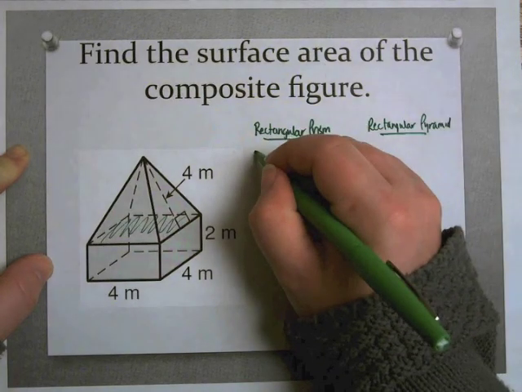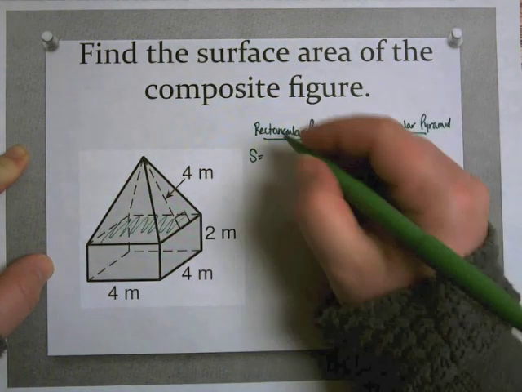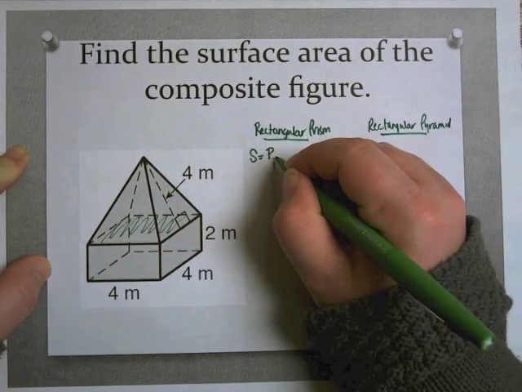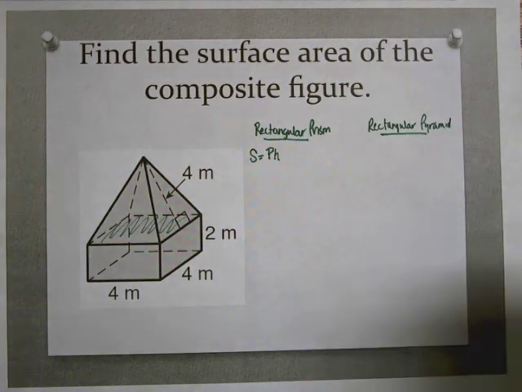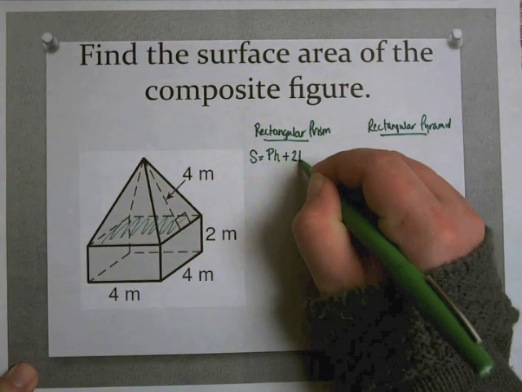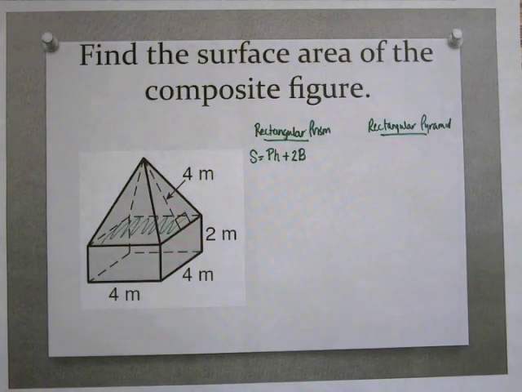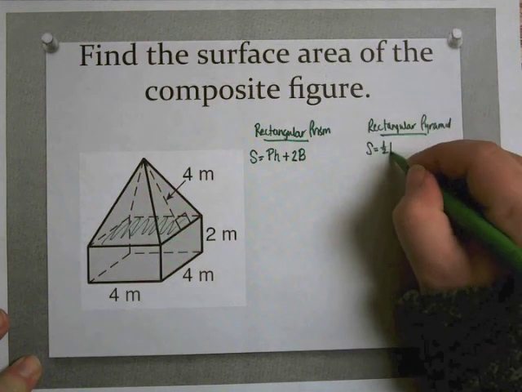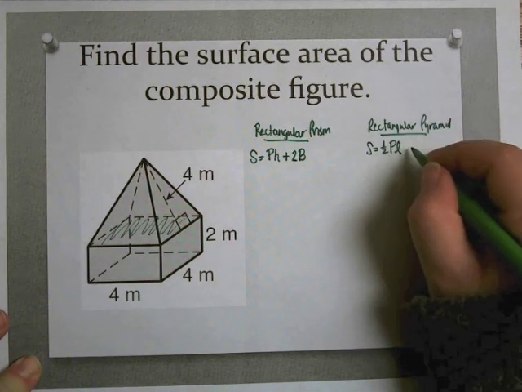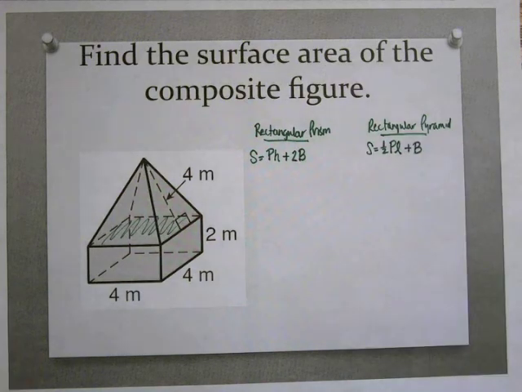Okay, so if you remember from last time, the surface area of a rectangular prism is the perimeter of the base times the height, plus 2 times the area of the base. For our rectangular pyramid, the surface area is 1/2 the perimeter of the base times the slant height, plus 1 base, because there's only one base there.